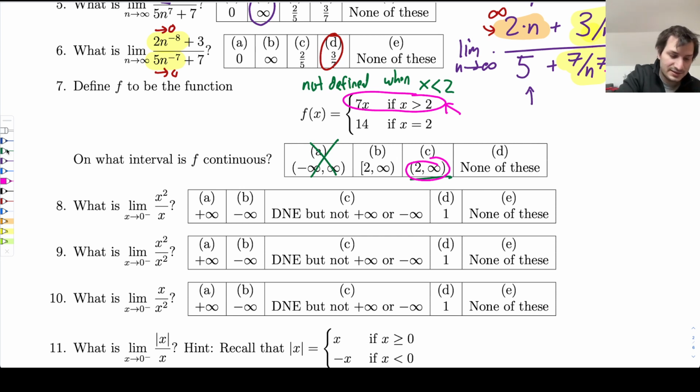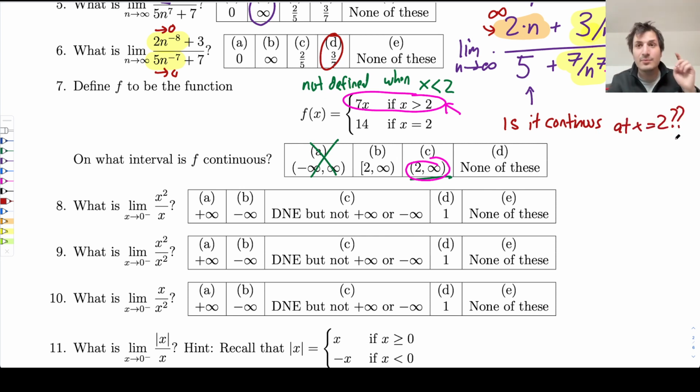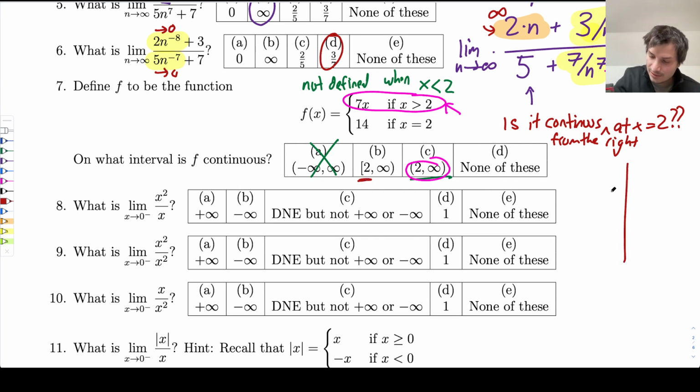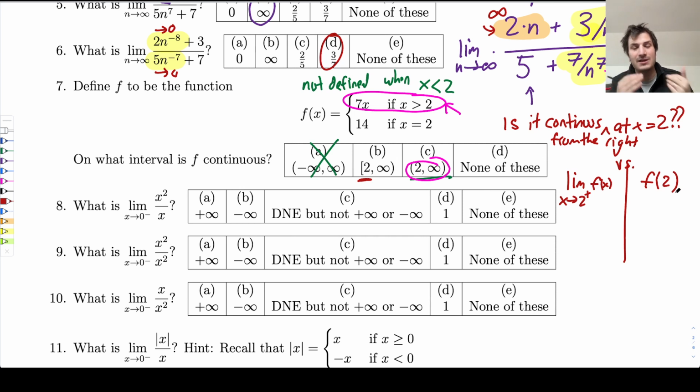So the only question to answer between options B and C here, just like in the lecture from class, is: is it continuous at x equals 2? And more specifically, is it continuous from the right at x equals 2? Because if it is, then we'd have a closed bracket at 2 indicating it's continuous from the right at x equals 2. And how do you answer that? You compare the limit as x goes to 2 plus of f of x versus f of 2. If those two things are equal, then it's continuous from the right. If they're not equal, it's not continuous.